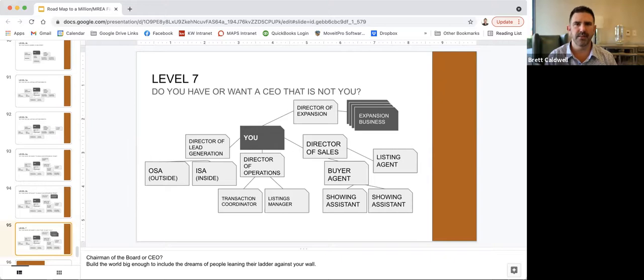Meaning, do you want to be in the business, at the center point, making the business happen? Or do you want to step out and own the business, with vision and a chairman of the board type relationship, but you hire a CEO to actually run the business? There's a few examples of this around the country. I think the McKissick Group's one of the best examples of this. But ultimately, you make the decision if you're going to be the CEO or the chairman of the board. And that's what level 7 is all about.